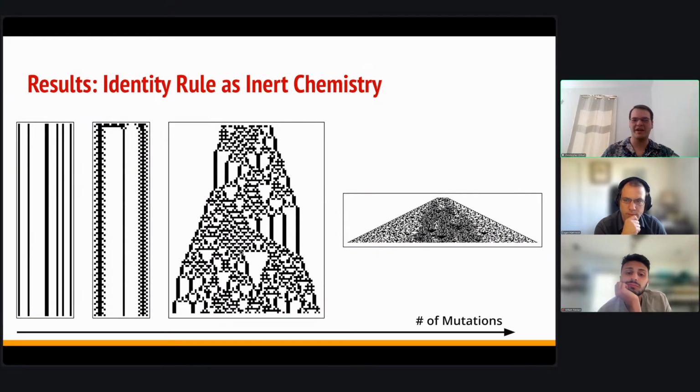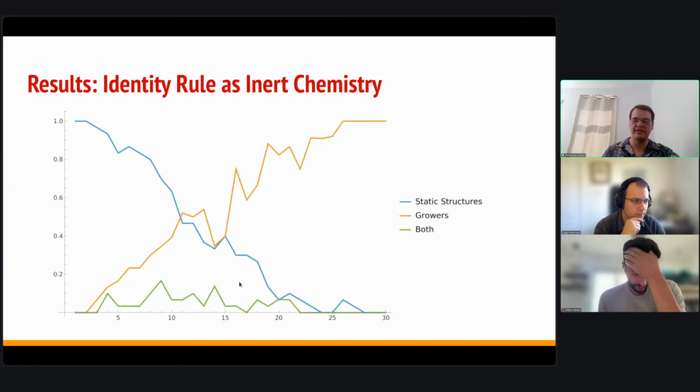But as we introduce more mutations, we get this spectrum of rules. So at one end, it behaves very similar to the identity rule. Very little ever happens. There are very few reactions that take place. But as we mutate the identity rule more and more, we get more and more types of reactions and generally more complicated and more growing structures. And that's what we see here. So the blue line is the number of static structures, which, of course, at the identity rule, everything's a static structure. So there are no growing structures. And the orange line is the number of growing structures. The anti-identity rule, which is just every single one is flipped, only contains growing structures.